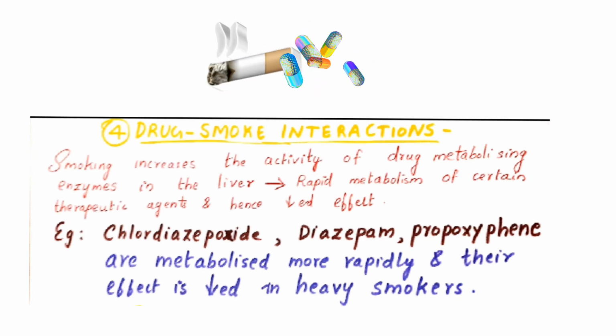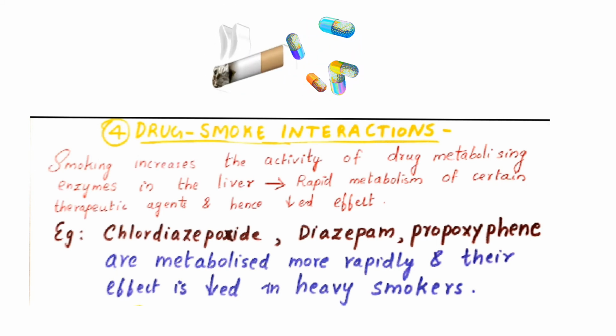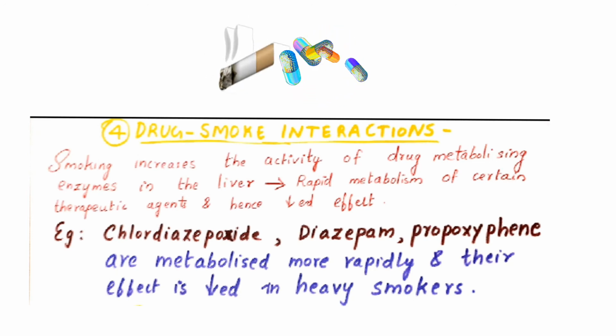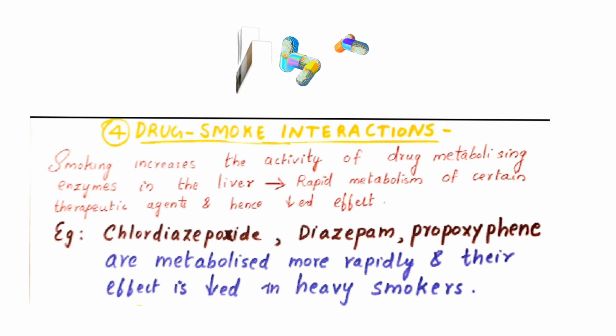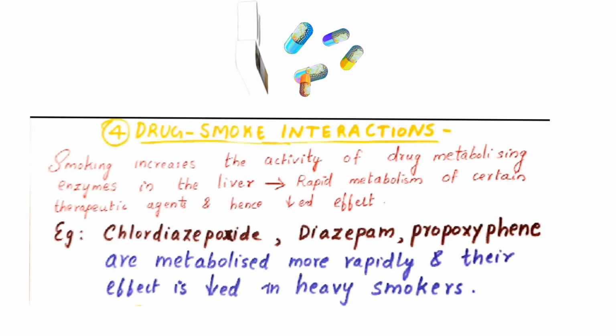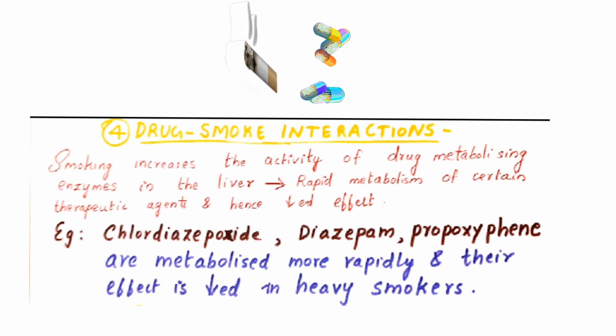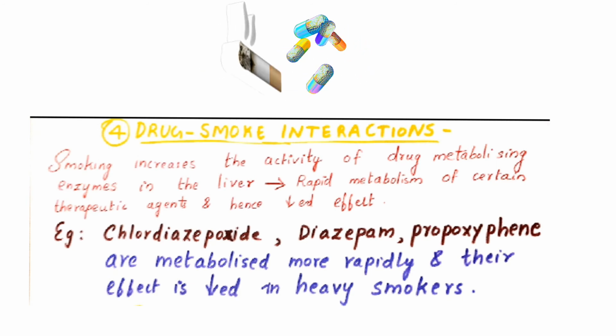The next one, the drug-smoke interactions. Smoking increases the activity of drug-metabolizing enzymes in the liver, which leads to rapid metabolism of certain therapeutic agents and hence decreased effect. For example, chlordiazepoxide, diazepam, propoxyphene are metabolized more rapidly and their effect is decreased in heavy smokers. Hence, there is rapid metabolism and decreased therapeutic effect.